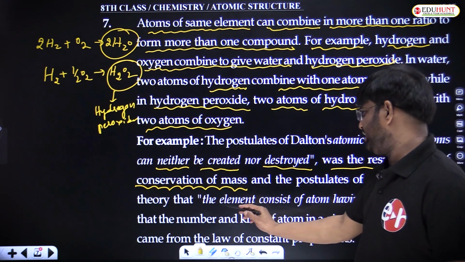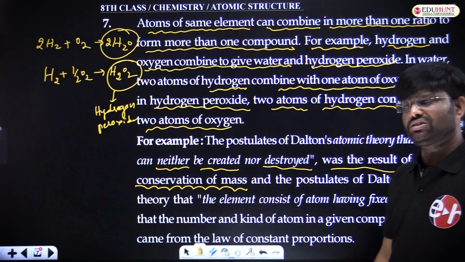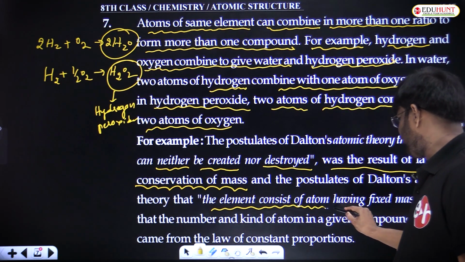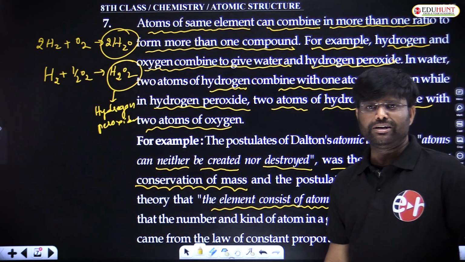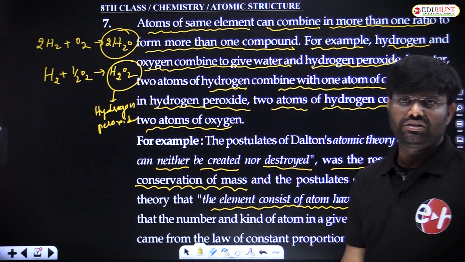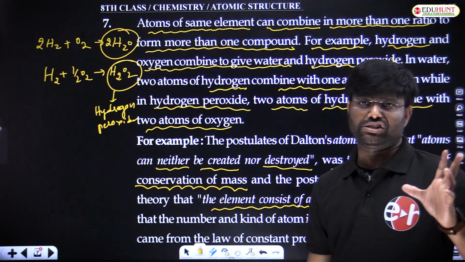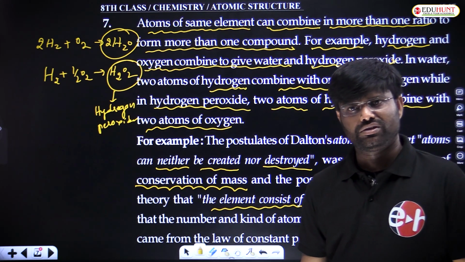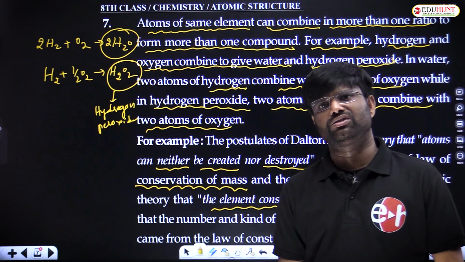In Dalton's atomic theory, the element consists of atoms having fixed mass. This is the law of definite proportions. The element is a substance. H2 has a fixed mass of 2 grams, O2 has 32 grams.